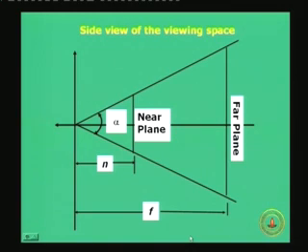Let us see how we can generate the projection matrix for mapping points in 3D onto 2D. This is the side view of the viewing space. I was talking of these distances n and f from the center C to the near plane, and the center is at this vertex bearing an angle alpha, and from the center to the far plane the distance is f. So, this is another side view. I hope the picture of the pyramid is getting clear.